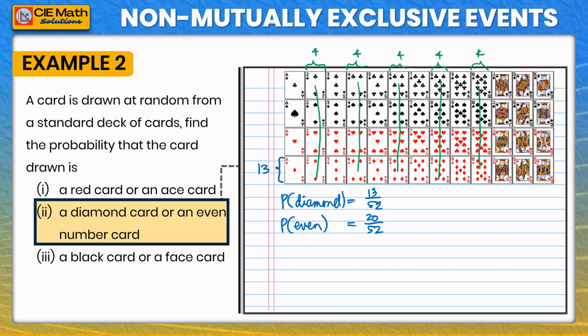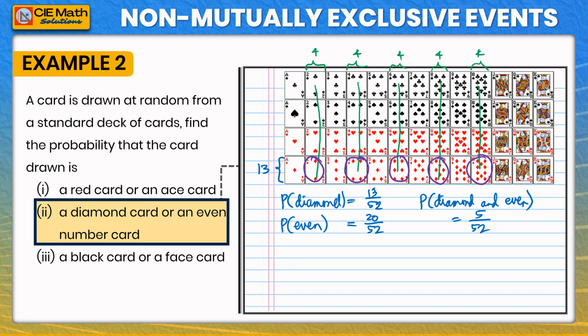If we would like to find now the common between them, the probability that it's a diamond and even at the same time, if we take a look at the intersections, there will be 2 of diamonds, 4 of diamonds, 6 of diamonds, 8 of diamonds, and 10 of diamonds. There are 5 common elements between them. So this will then be 5 out of 52.